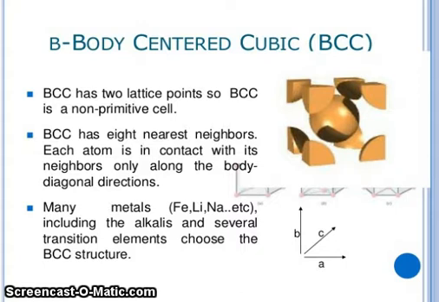Body-centered cubic, BCC. BCC has 2 lattice points, so BCC is a non-primitive cell. BCC has 8 nearest neighbors. Each atom is in contact with its neighbors only along the body diagonal directions. Many metals, including the alkalis and several transition elements, choose the BCC structure.